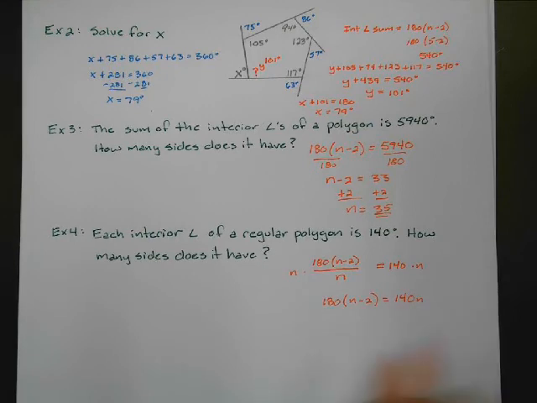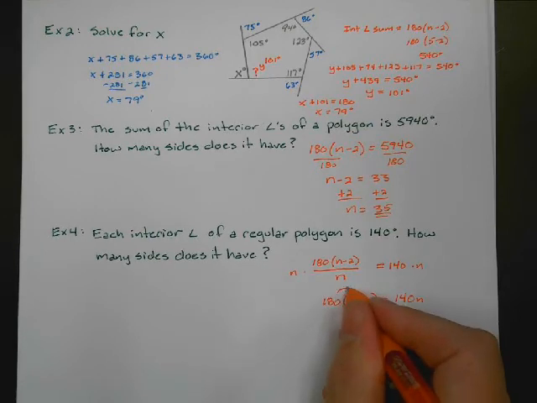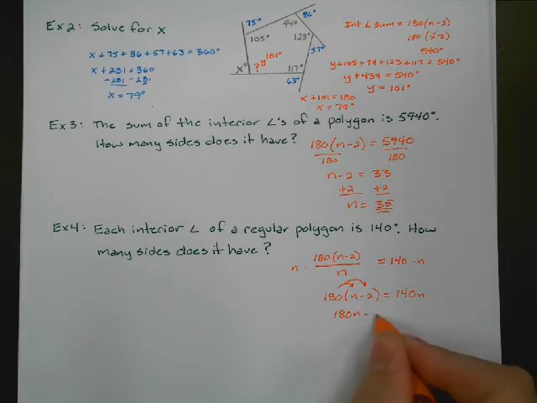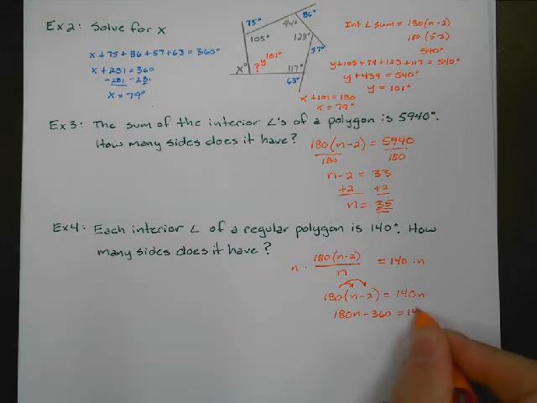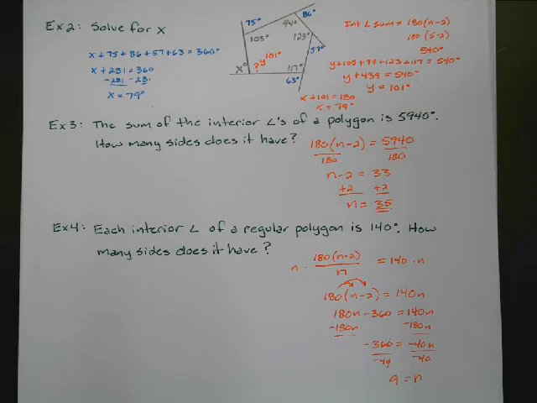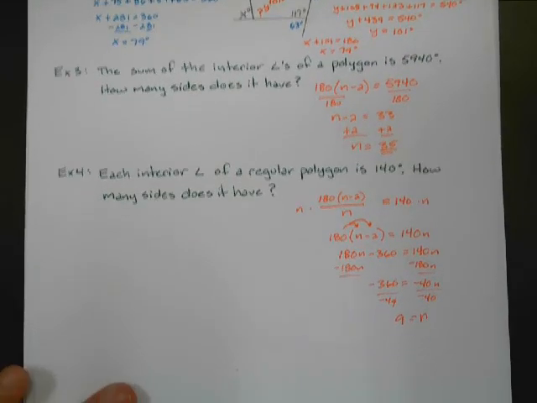And then I can distribute over here, and I'd get 180n minus 360 equals 140n. Then I'd subtract 180n from both sides and get negative 360 equals negative 40n. And then I could divide by negative 40 on both sides. So 4 goes into 36 9 times, and we'd find out there are 9 sides to the shape. Okay, sorry, you couldn't see the end of my work there.